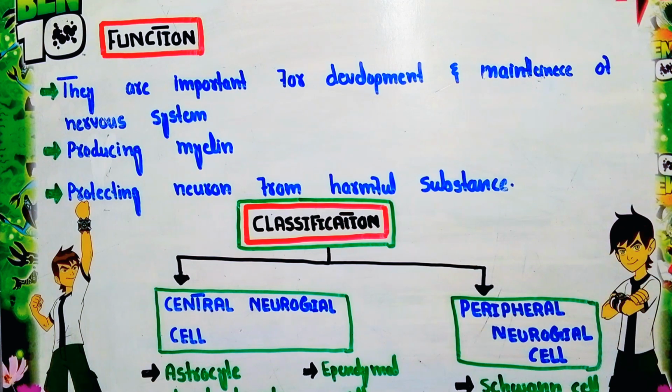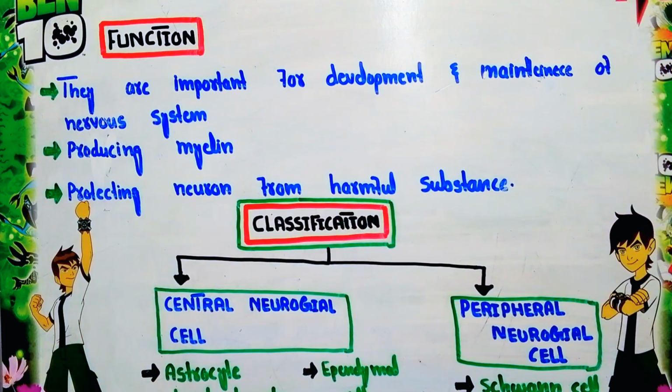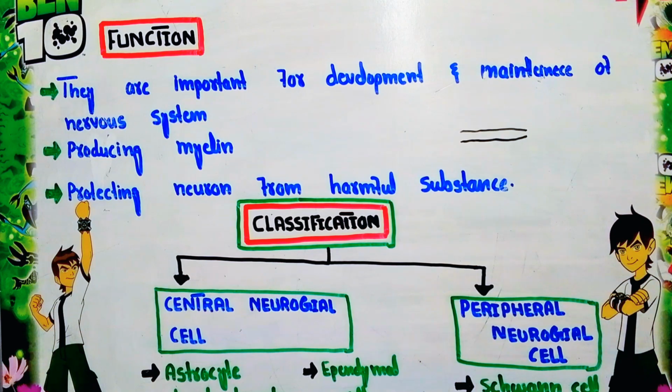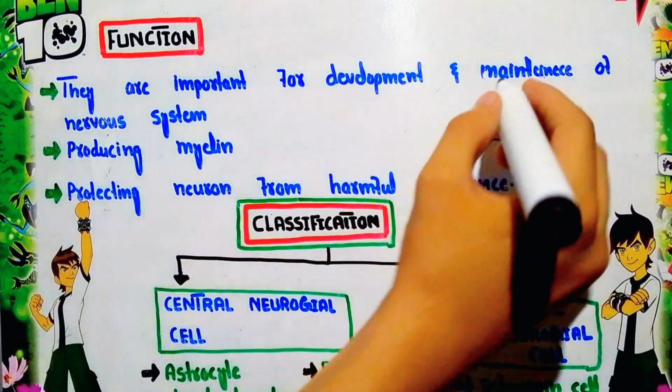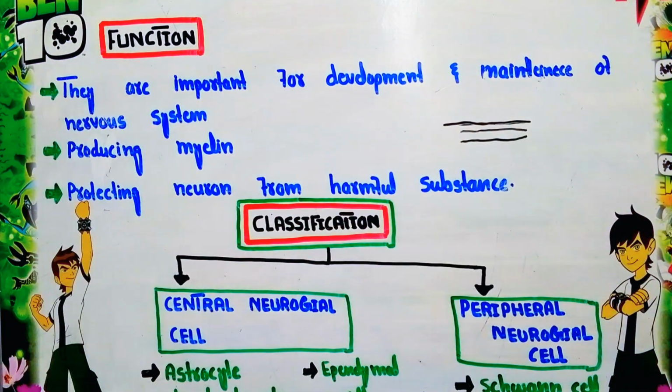Now the third important function of the neuroglial cell is protecting neurons from harmful substances. As we know, our blood vessels carry various types of microorganisms and pathogens that circulate in our blood. These pathogens and microorganisms could come to our nervous system and damage it. But the nervous system is protected because the neuroglial cells form a barrier between the capillaries and the nervous system. In this way, the neuroglial cell is able to protect our nervous system from harmful substances. So this is the important overall function of the neuroglial cells.